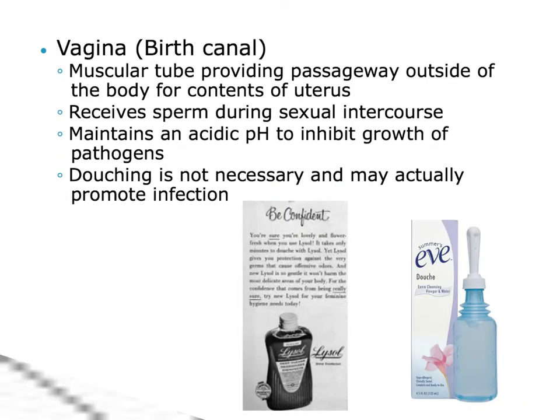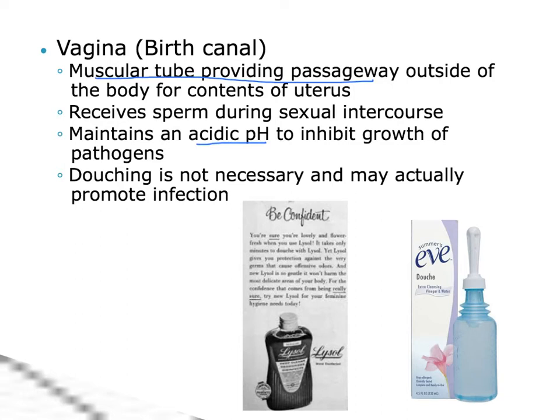And then finally, the vagina, or the birth canal, is the last passage part of the woman's reproductive tract. This is a muscular tube which provides a passageway out of the body. It receives the sperm during sexual intercourse. It maintains a rather acidic pH to inhibit the growth of any pathogens that might try to make their way in from the outside.